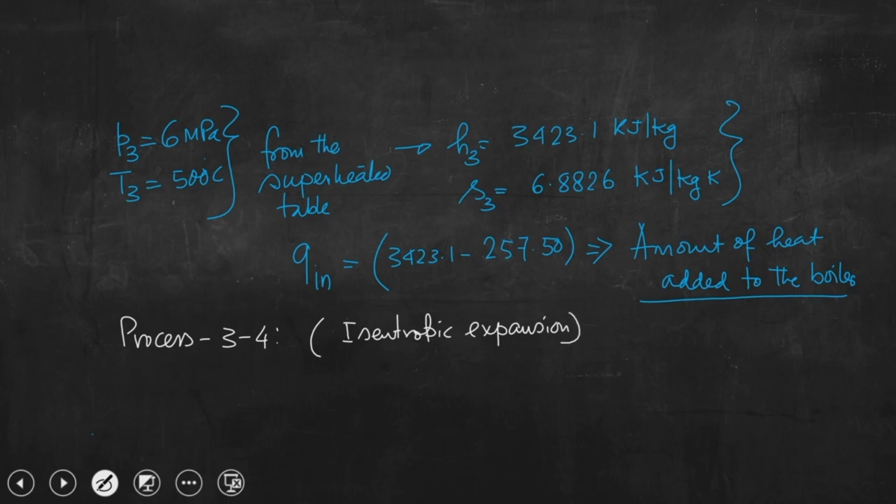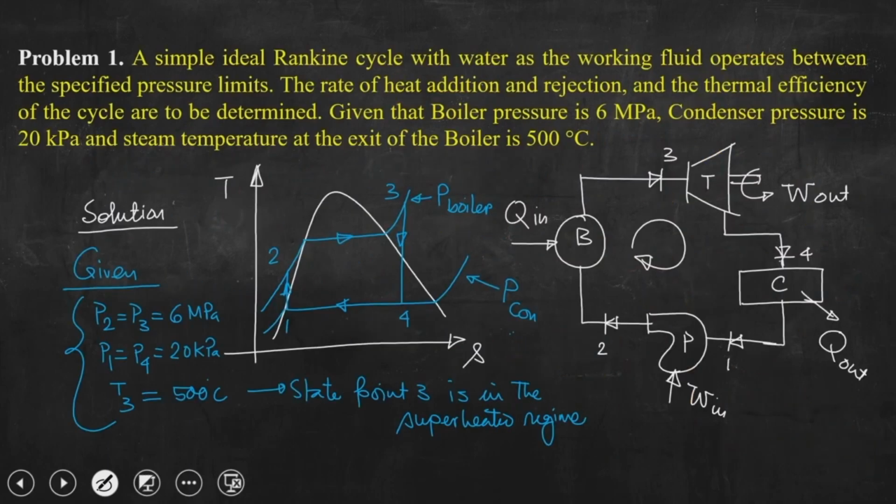Isentropic expansion. Few minutes back I told that we need to calculate entropy as well. So, we had calculated entropy corresponding to that particular state point 3. Why is it so? Because if we know the entropy at state point 3, that would be the entropy of state point 4. Let us look at the TS diagram. This is isentropic process 3 to 4. So, if we know the entropy at state point 3, then entropy at 4 will be equal to entropy at 3. So, that is S3 equal to S4.